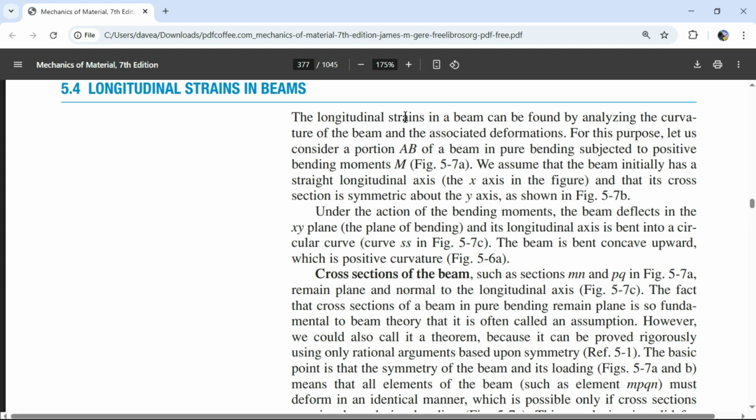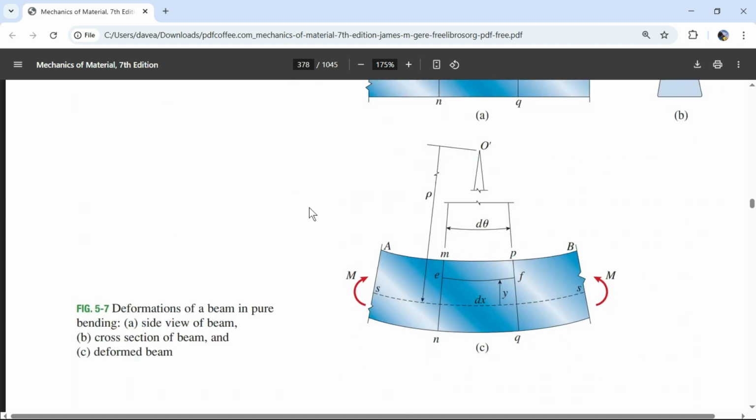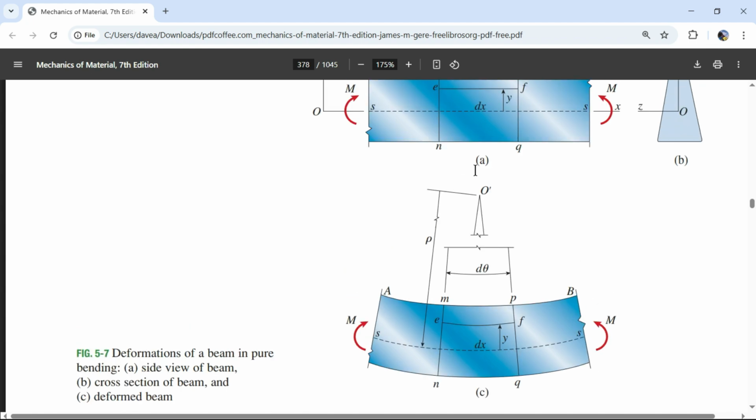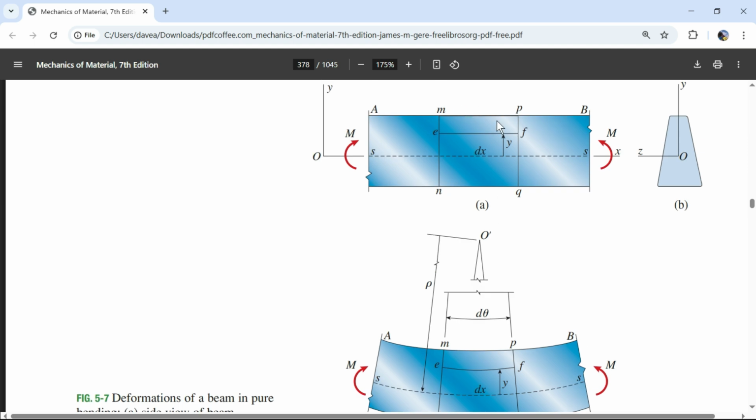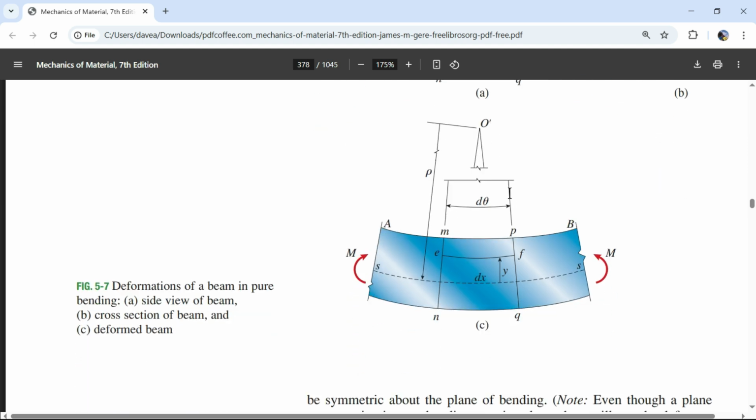Anyway, so the longitudinal strains in a beam can be found by analyzing the curvature of the beam and the associated deformations. Okay, sweet. So this is kind of cool where if we do have a curve, then we have that three-dimensional shape. Again, if we're saying that this is a line that has not changed, it's going to be neutral compared to this original square. So we are saying the top is getting smaller, the bottom's getting larger. And yeah, this is just the shape of a circle. And so it should be pretty simple.